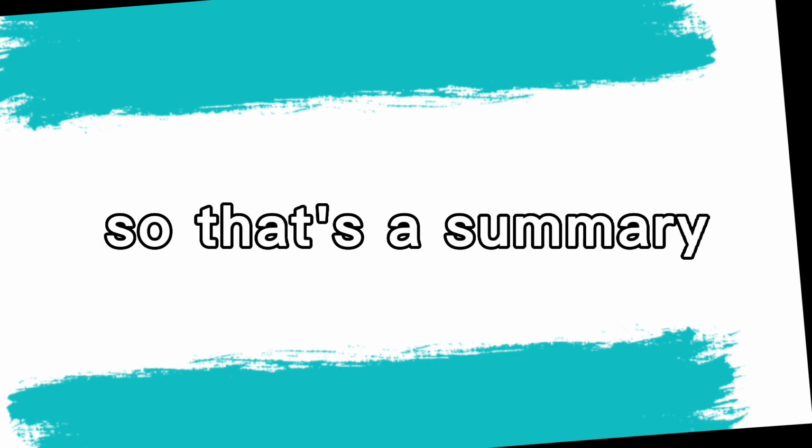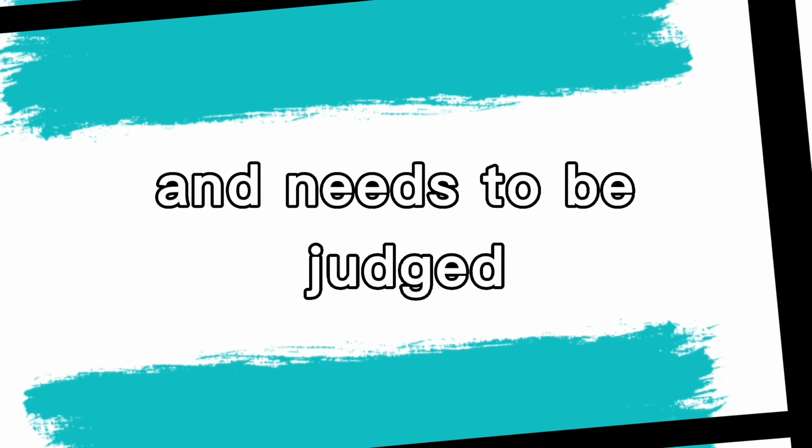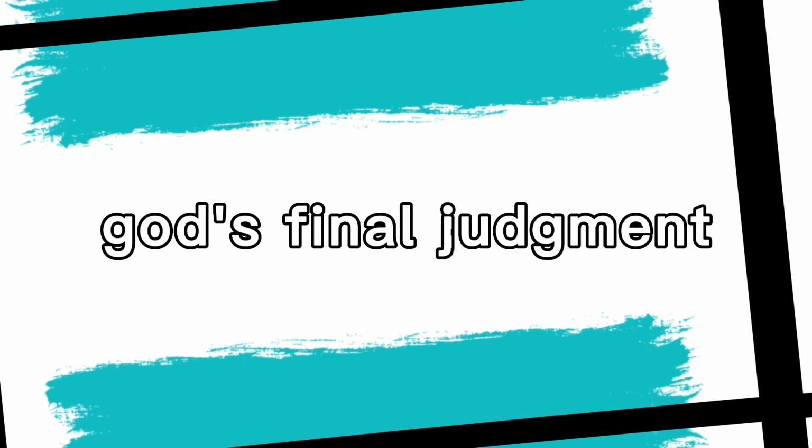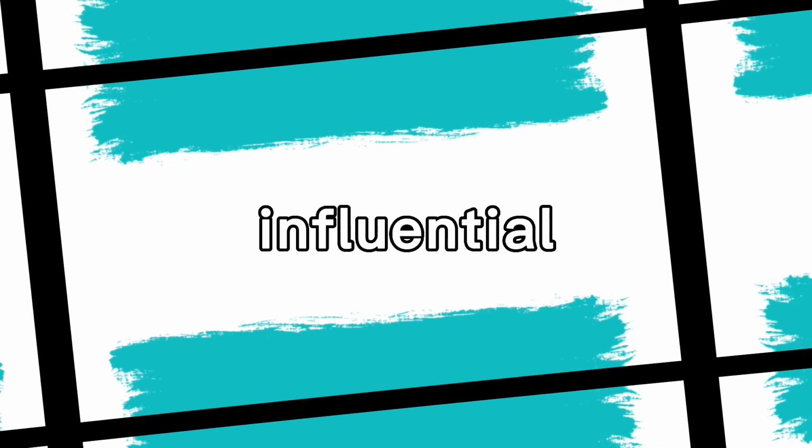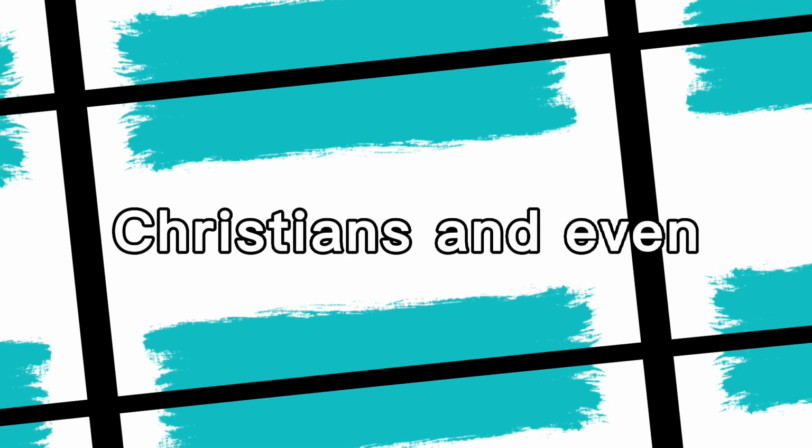Okay, so that's a summary of the content. Basically an entire text super concerned that the current world is evil and needs to be judged and renewed. A new age is at hand. God's final judgment is coming. But what about its later history? First Enoch was enormously influential for later Jews, Christians, and even Muslims.